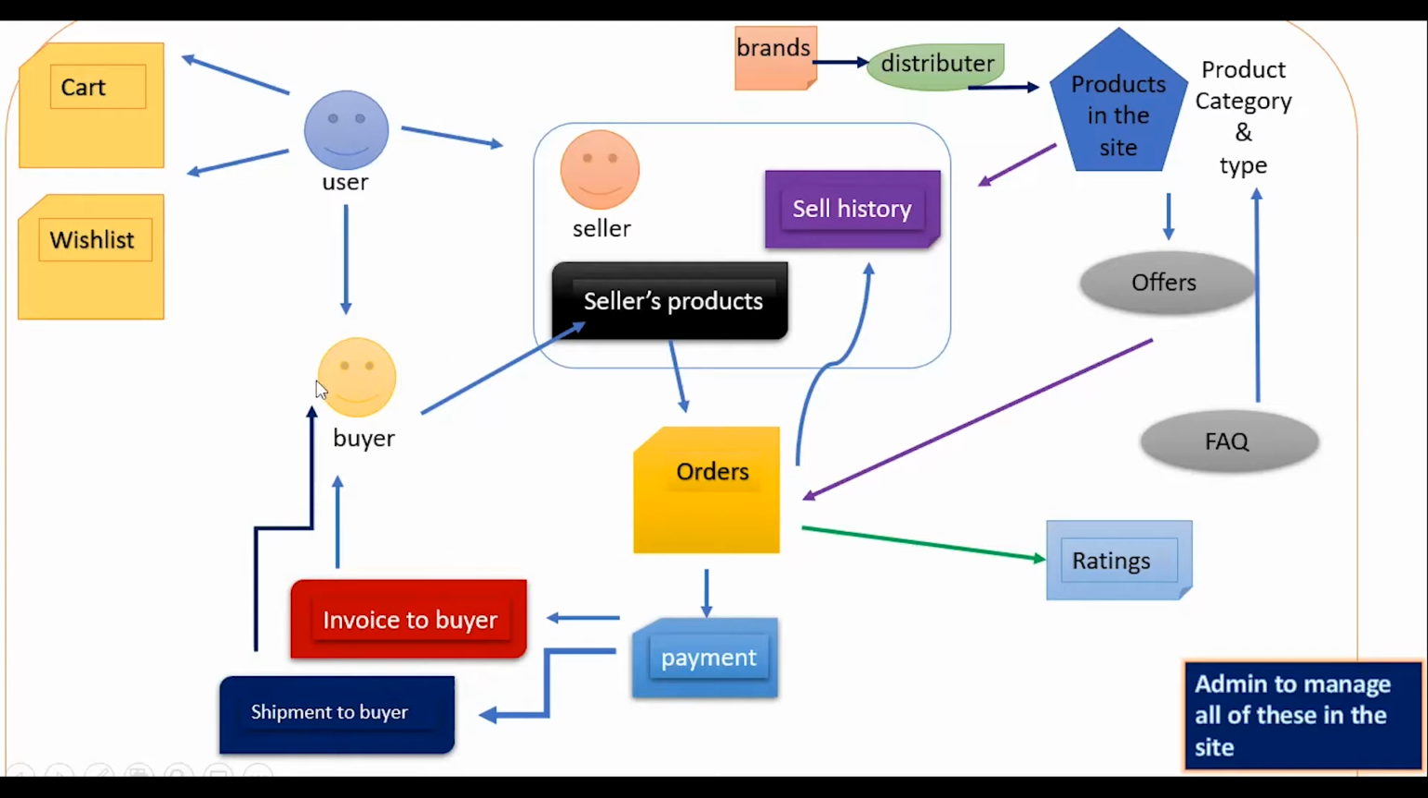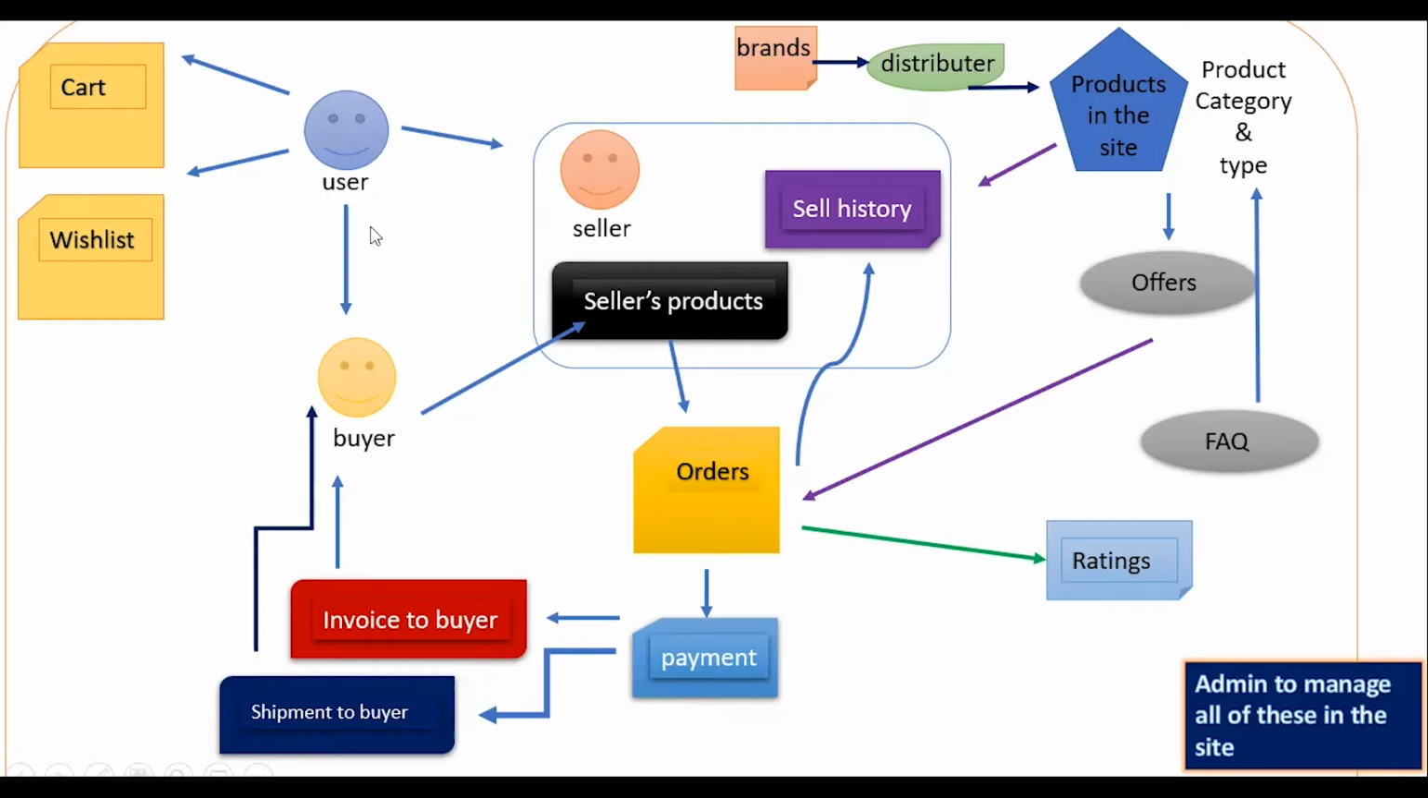So when a buyer wants to purchase, buyer will go through the seller's products and give the order. From the order, the seller will have a sale history and the orders will get the offers directly from the offer table, and through orders, buyers can give ratings to that particular product and the seller. After the orders, the payment section comes up, and from that payment section, an invoice will be issued for the buyer, and buyer can see the shipment details of that order.